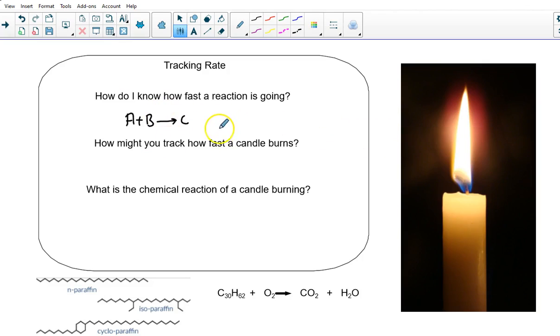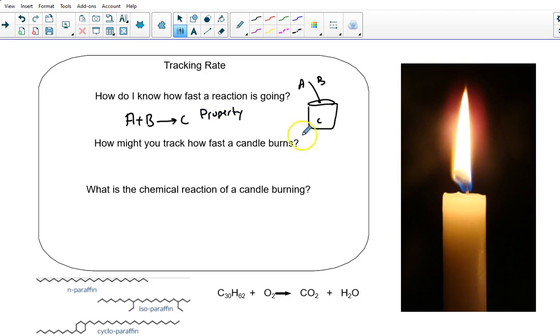It turns out that when we track something, not everything is even. Think of this as a reaction in a beaker, where A and B are being dropped in and producing C inside this beaker. How do we know it? We're going to use some characteristic. We need to track some sort of property in this case.